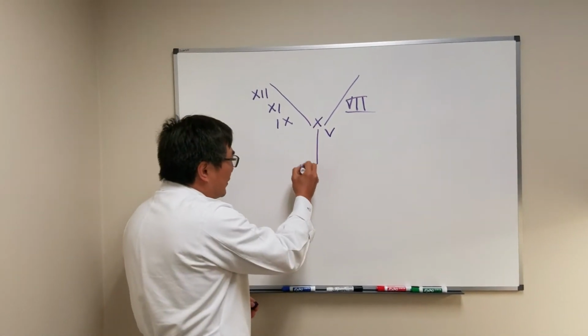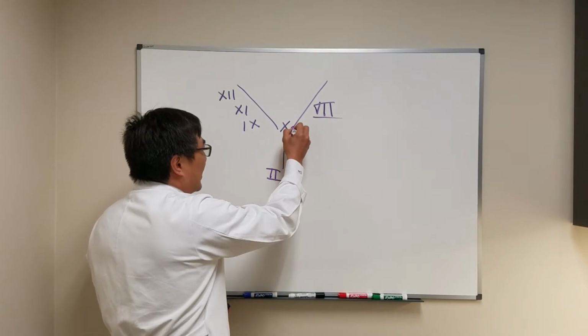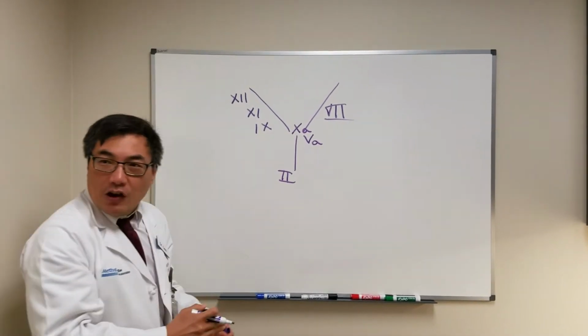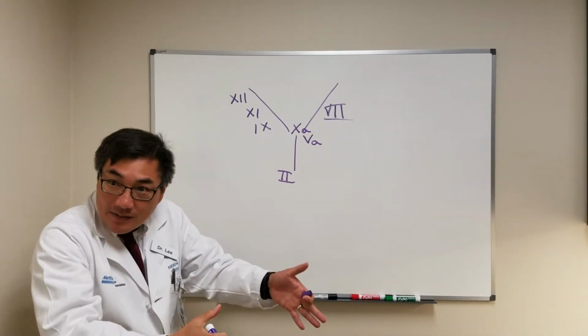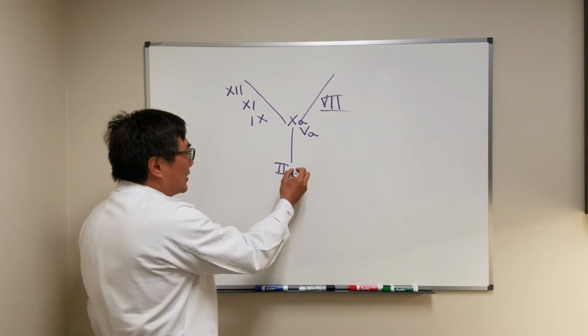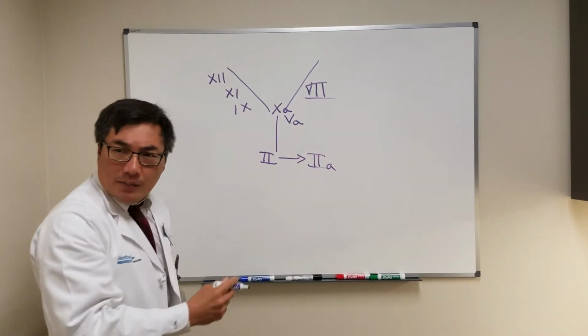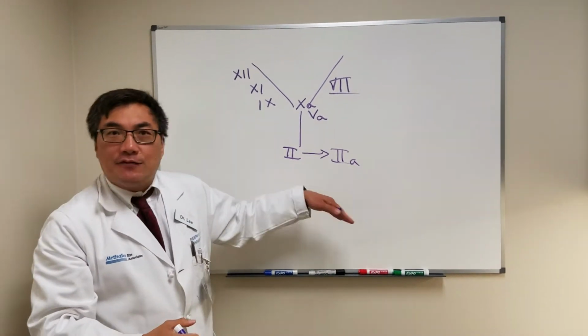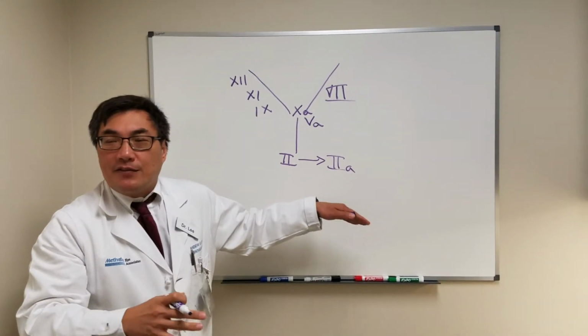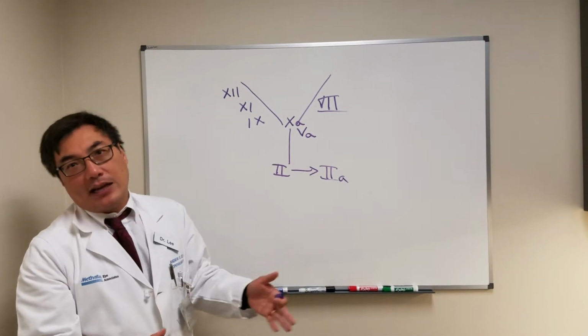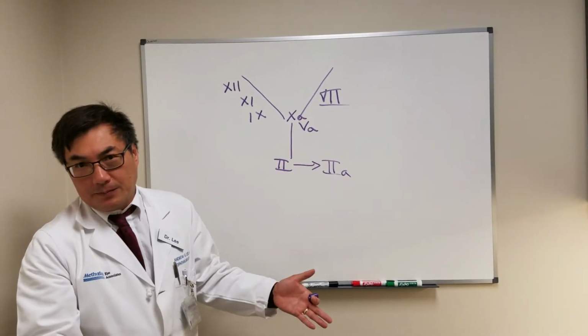That leads to a series of activation events where the factors go from 5 to 5A, 10 to 10A, and the activation converts the prothrombin to thrombin, then fibrinogen to fibrin, and finally the platelet thrombin fibrin complex that allows us to have a clot to seal the bleeding.